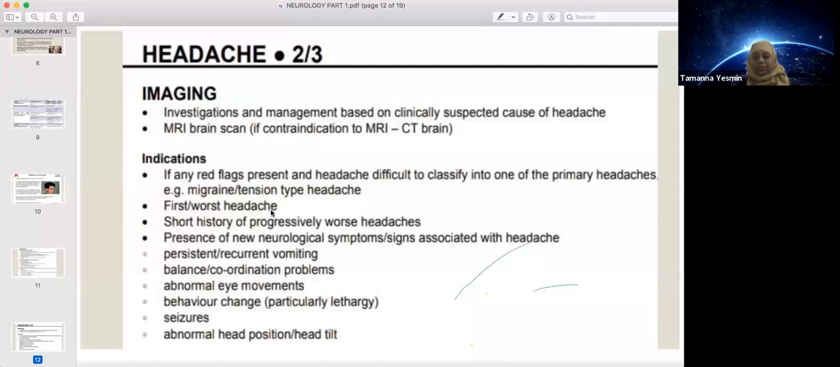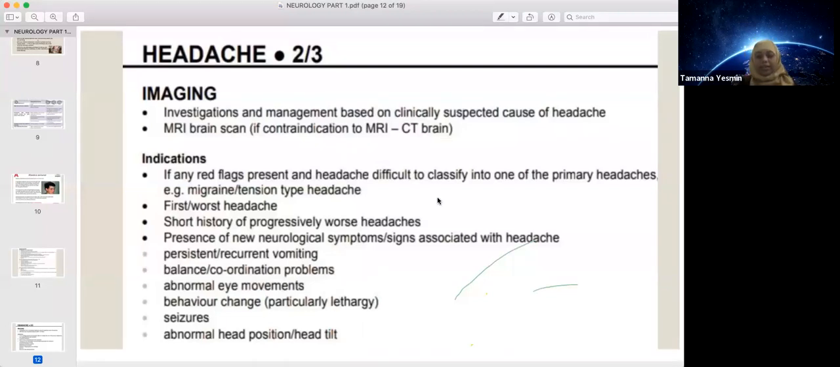If imaging investigation is important, if you suspect there is a pathology, sometimes we do MRI. Okay, what are the indications? If there is a red flag, like you cannot classify the headache, an unclassified type, like migraine or tension type. These are the classified headaches, but you cannot classify this headache. This is not migraine, this is not tension type. So then you will do CT scan.